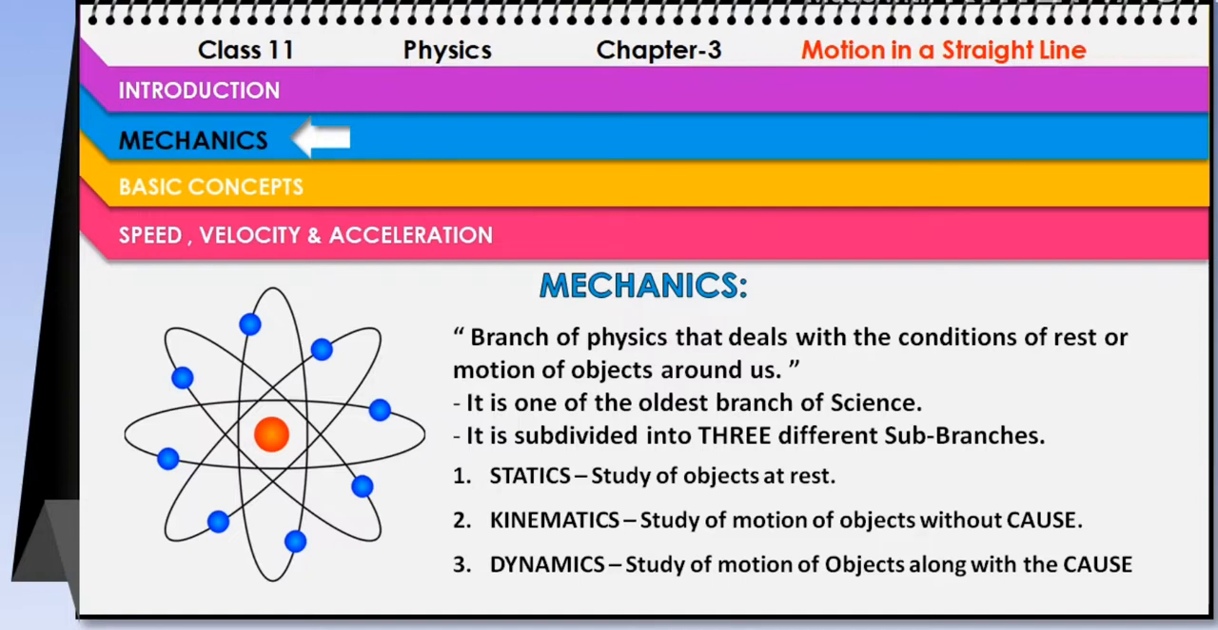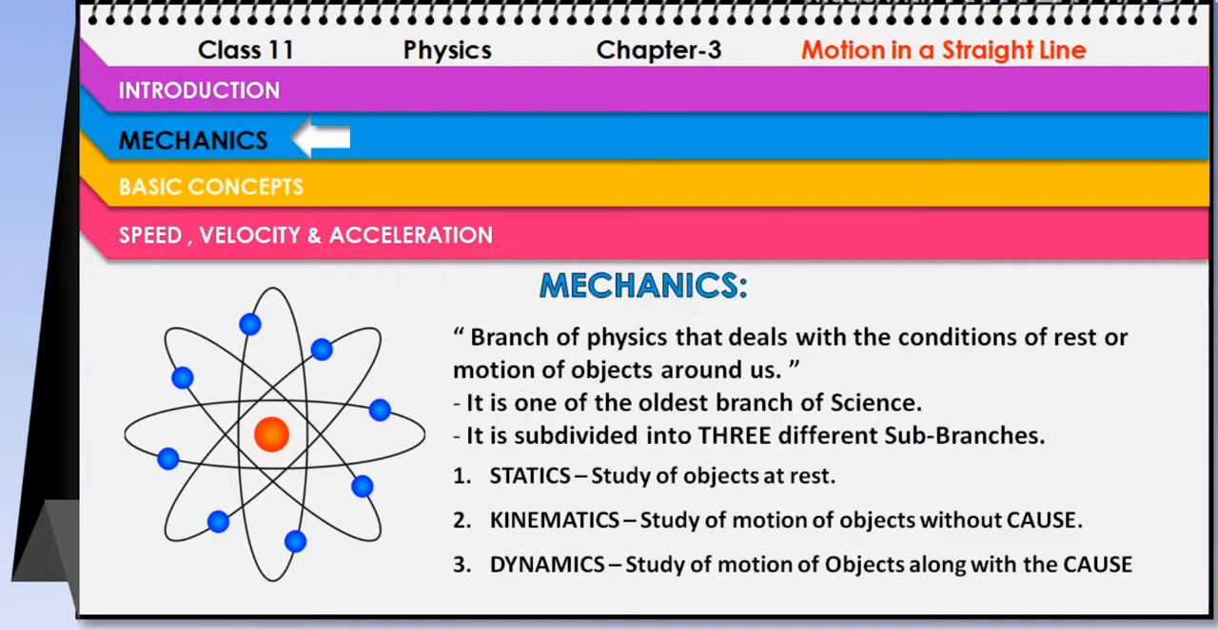Now kinematics is the branch of mechanics that deals with the study of motion of objects without considering the cause. Why the motion occurred, we are not studying in kinematics, but we are studying the type of motion, right? And if you include the cause, why the motion occurred, how the motion occurred, then that will be in the part of dynamics.